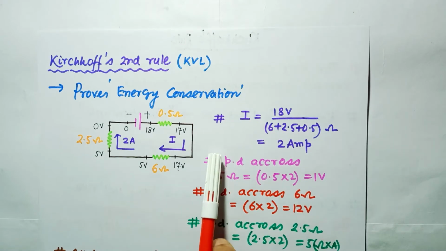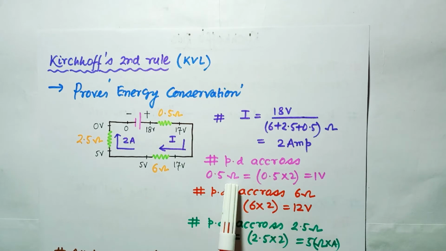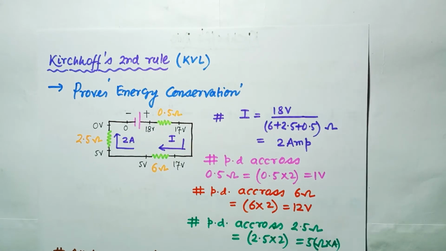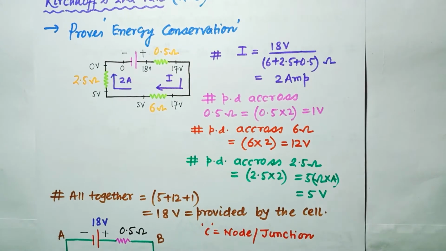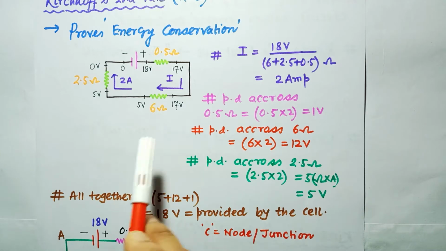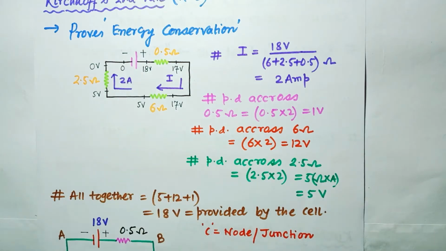Now if we calculate the potential drop across the 0.5 ohm resistance, it will be 0.5 times 2, that is 1 volt. Similarly, the potential drop across the 6 ohm will be 6 times 2, that is 12 volt. The potential drop across 2.5 ohm will be 5 volt. If we add all together, it will be 5 plus 12 plus 1, which is 18 volt, the voltage supplied by the external source or battery. Now we will consider the following circuit to get a better understanding.